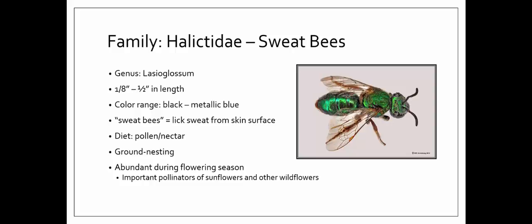One example of a bee from the family Halictidae are sweat bees. They range from 1/8 inch to 1/2 inch in body length, with a body color range of black to metallic blue. They are called sweat bees because they will actually lick sweat from the surface of your skin. They are ground nesters and will feed on pollen and nectar. They are especially abundant during the flowering season and are considered to be important pollinators of sunflowers and other wildflowers.